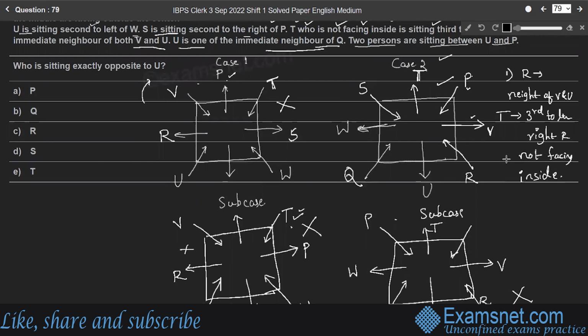Therefore, the question is, who is sitting exactly opposite to U? Opposite to U, T is sitting. Therefore, option E is the right answer. T is sitting exactly opposite to U. Only case 2 is the right one, where the remaining cases will be eliminated. Therefore, option E is the right answer.